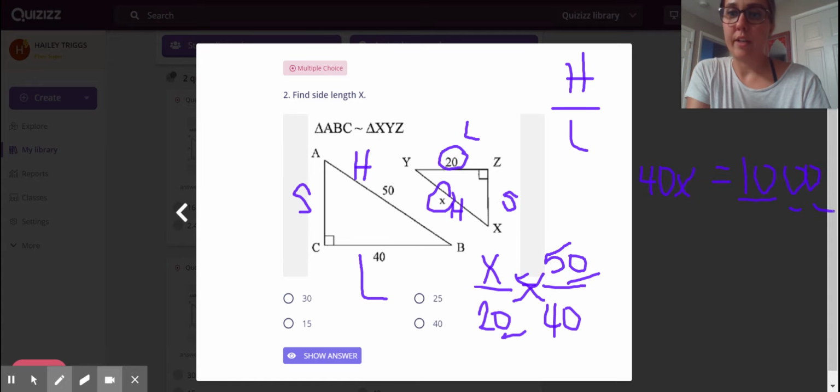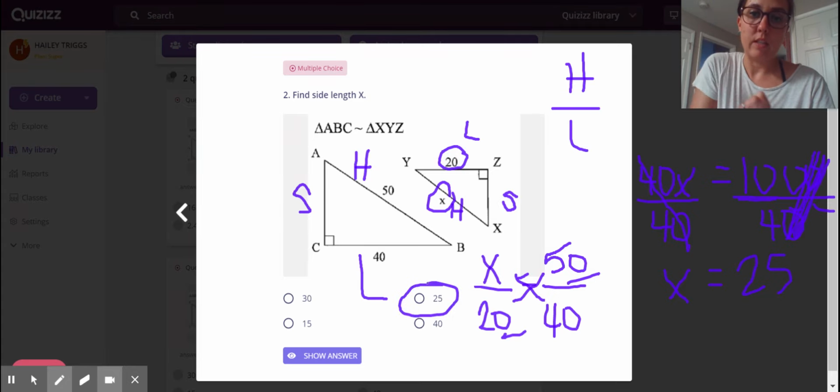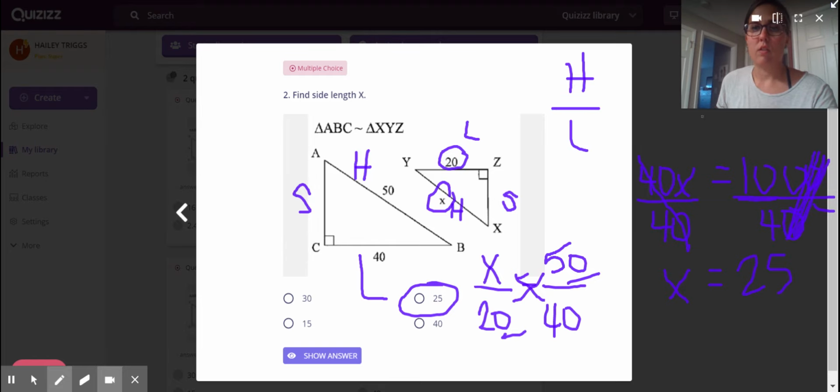That's the zero trick. So now we're going to divide by 40 in order to isolate X. Again, I'm going to do my zeros trick. So the 40 divided by 40 is X, and then 1,000 divided by 40, because I get to cross out these zeros, is 100 divided by 4, which is 25, which means that 25 is the hypotenuse for the small triangle.